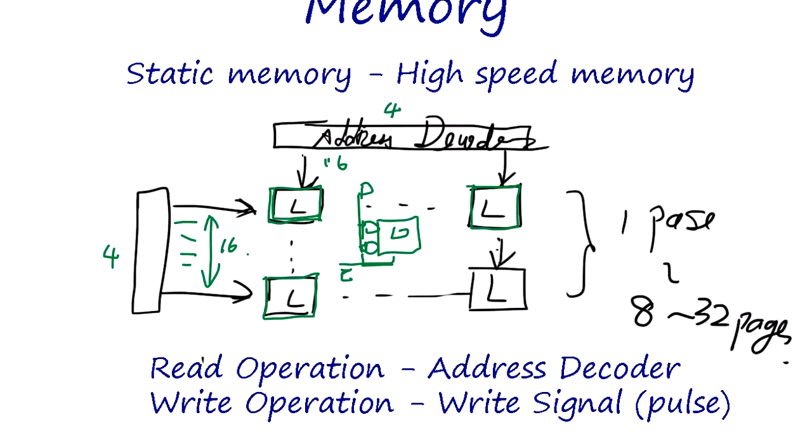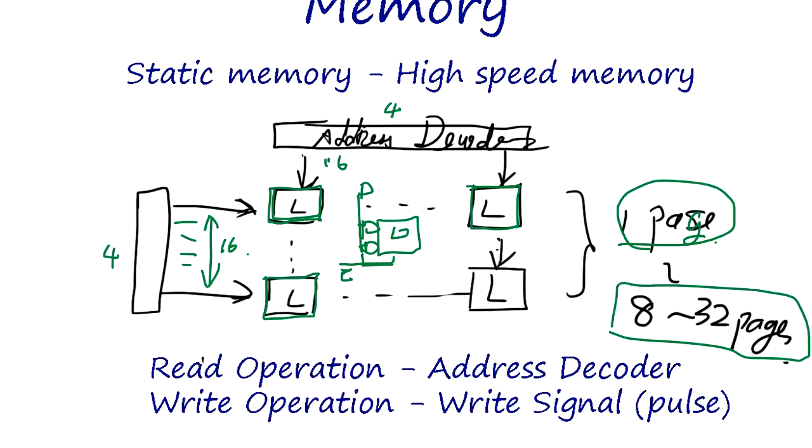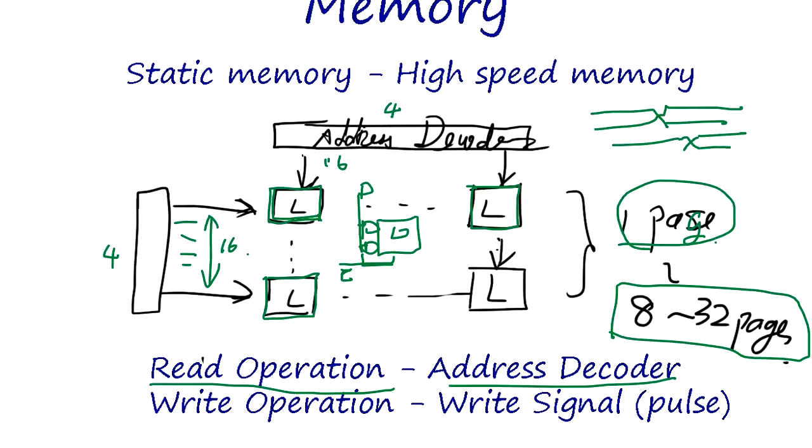Okay, so suppose this is one page and you have many pages, depending on how much you can cram into the silicon chip. The read operation is very straightforward. It's just the address decoder. After you decode the address, data comes out. So this is access time.